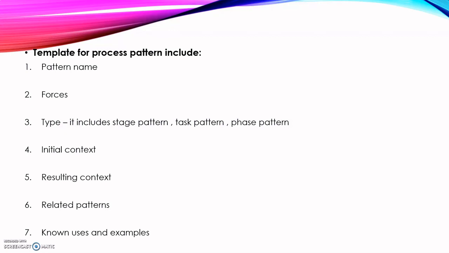So, these are the templates or features that have been included while writing a template for process pattern. We have pattern name, forces, type, which is of 3 types: stage pattern, task pattern, phase pattern, initial context, resulting context, related patterns, and non-uses and examples.